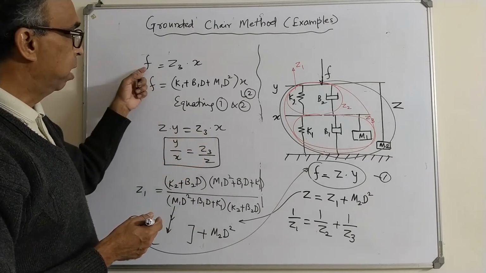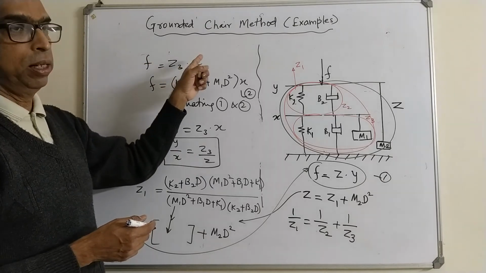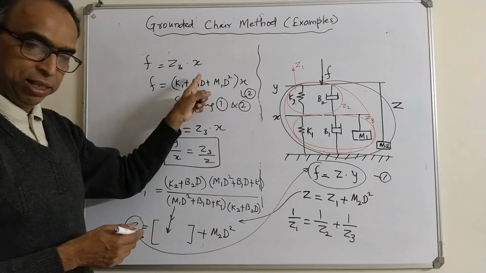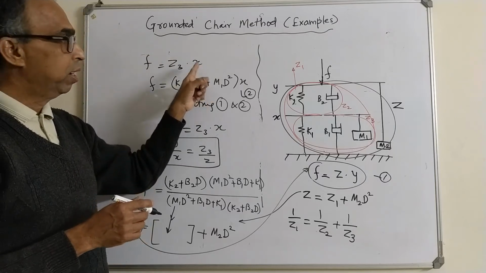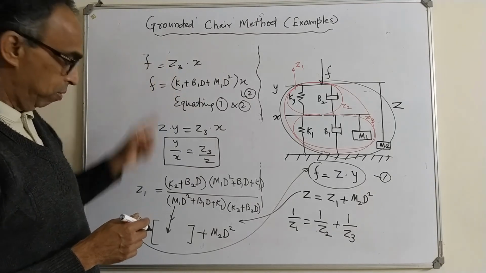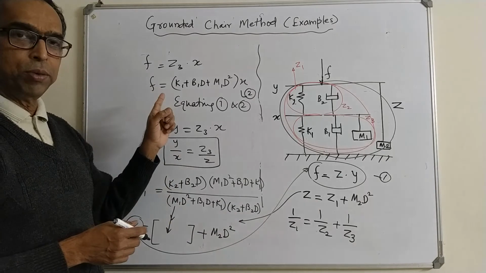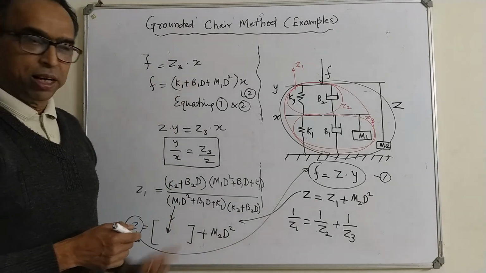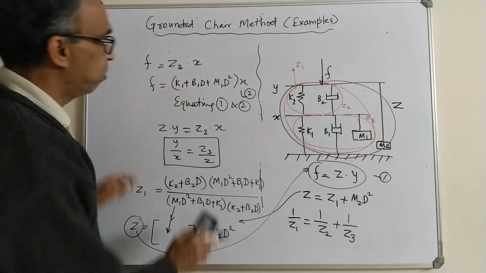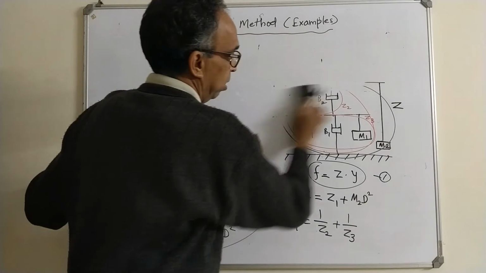So the relationship between F and X: X of s upon F of s will be the transfer function for the x coordinate, isn't it? So it will be equal to 1 upon Z3. Whatever is the Z3 value we had found out, I can substitute and get the transfer function as per my requirement. Okay friends, I think you must have understood the concept thoroughly now.